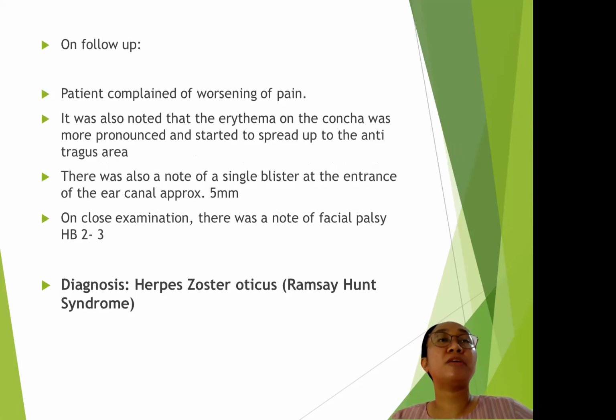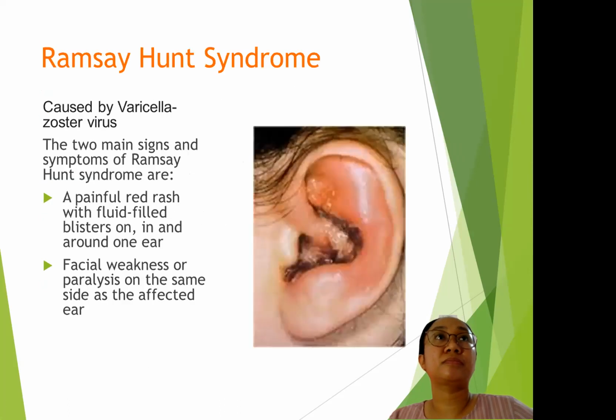So on follow-up, the patient complained of worsening of pain. It was also noted that the erythema on the concha was more pronounced and started to spread up to the antitragus area. There was also a note of single blister at the entrance of the ear canal, approximately 0.5 millimeters. On close examination, there was a note of facial palsy, House-Brackmann 2 to 3. The diagnosis now is herpes zoster oticus, or Ramsay-Hunt syndrome.